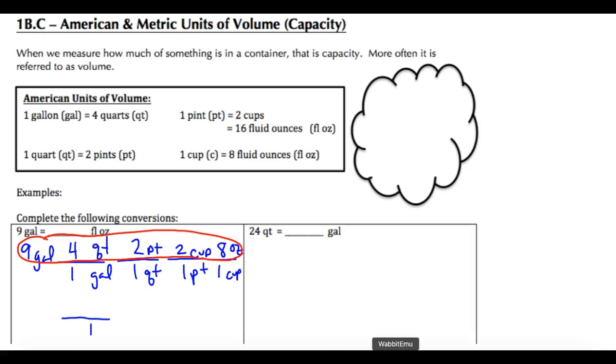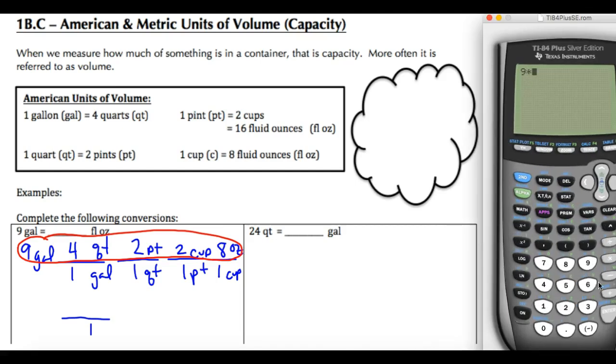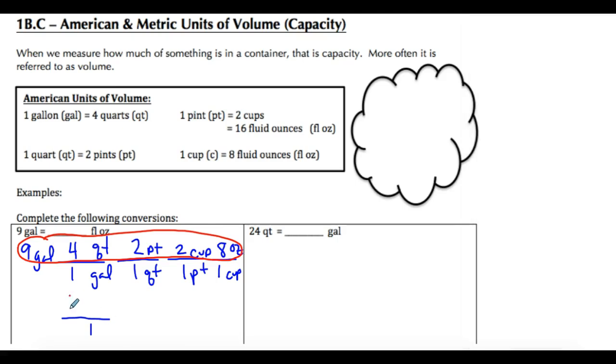9 times 4 is 36, times 2 is 72, times 2 is 144, times 8. So 9 times 4 times 2 times 2 times 8 is 1,152. As we see, gallons cancels, quarts cancels, pints cancels, cups cancels, and I'm left with ounces. So my final answer is 1,152 ounces.